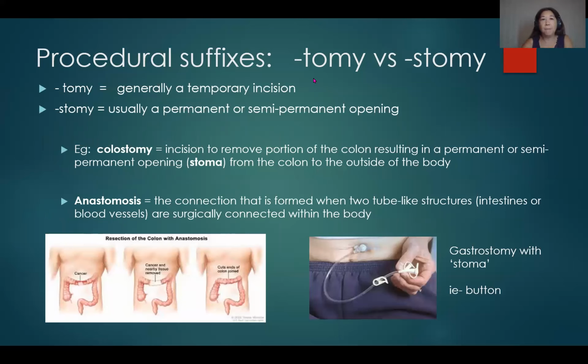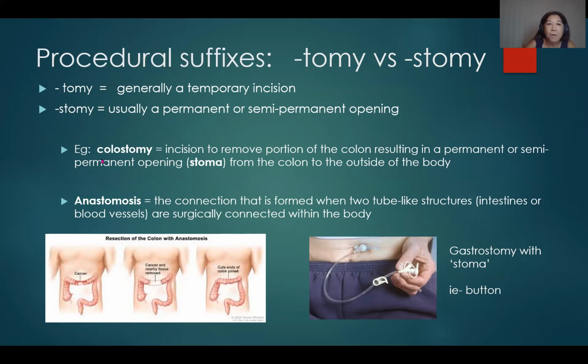So sometimes students get mixed up between the suffix tomy versus stomy. Okay, so tomy is that incision, and it's usually a temporary incision where they're going in to just remove something or drain something, whereas stomy usually refers to a permanent or semi-permanent opening, right? So they're still making that incision, but then they're leaving something in place, say as a drain or a bag.